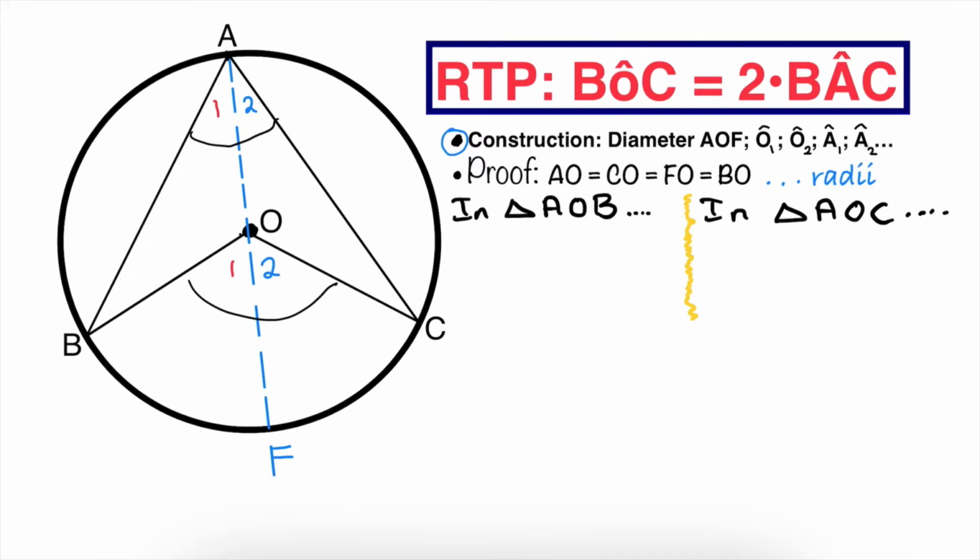The first step, before you forget, is to show that your radii are equal, because radii in a circle are always equal. So you're gonna say radii AO, CO, FO, BO. All of them are equal, and your reason will be radii. Okay, that's the first step, the simple one. This is like a free mark, guys.